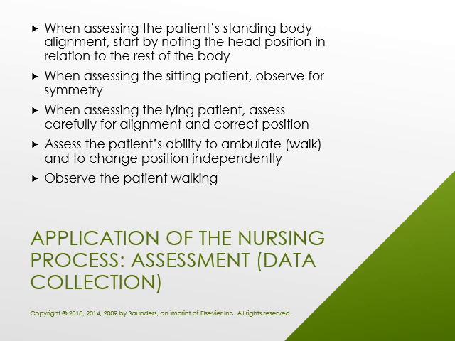When assessing the patient's standing body alignment, start by noting the head position in relation to the rest of the body. When assessing the patient in a sitting position, observe for symmetry. When assessing your patient who is lying down, assess carefully for alignment and correct position. When you're assessing your patient who's ambulating, assess the patient's ability to ambulate and change position independently. Observe your patient while they are walking.